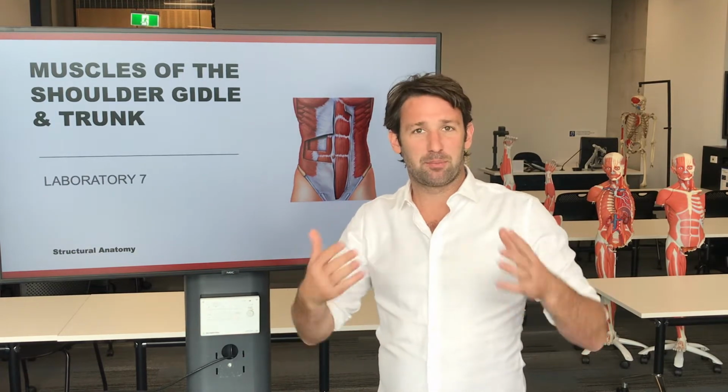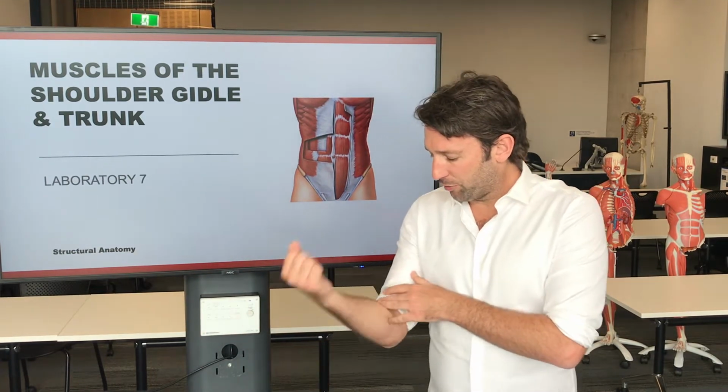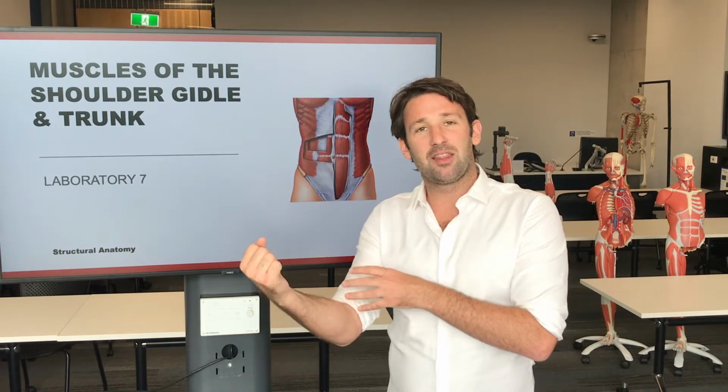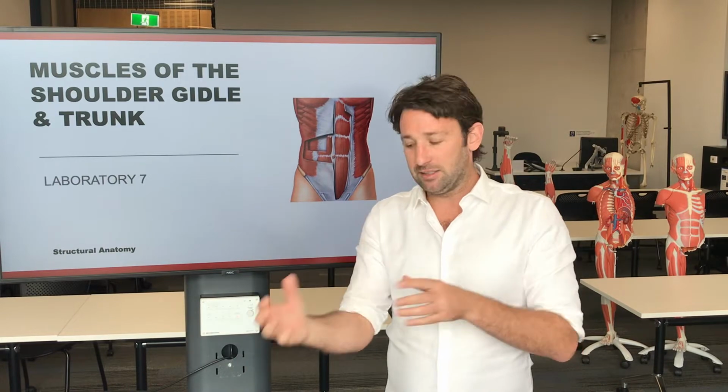So an agonist being a prime mover. If I think about elbow flexion, I've got two agonists that control this movement. I've got the bicep brachii and the brachialis. Both are the agonists for elbow flexion.